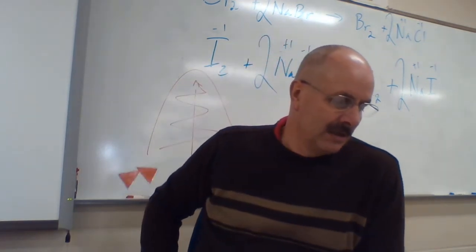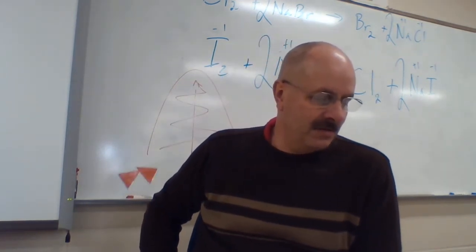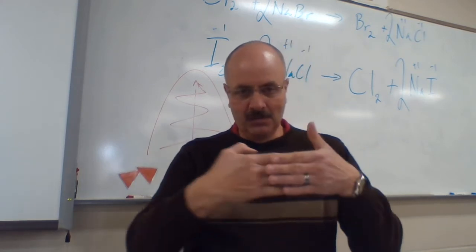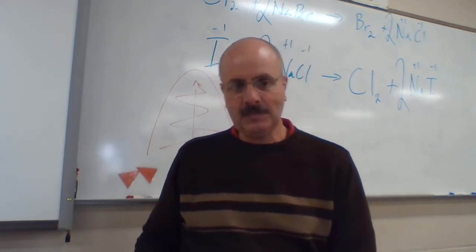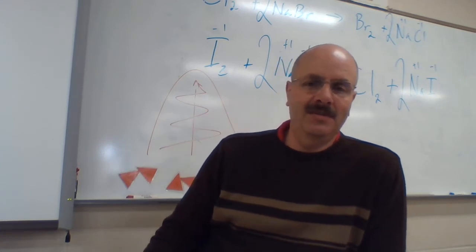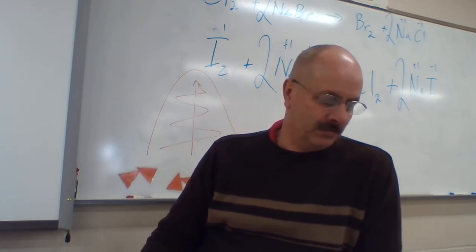Number 12. In order to increase the mechanical advantage of a first-class lever, move the fulcrum toward the resistance. Remember, we can move that fulcrum back and forth. And if I change where that fulcrum is, I can change the mechanical advantage. If I move it towards the resistance, it'll make it easier.